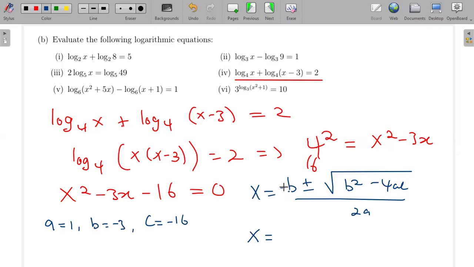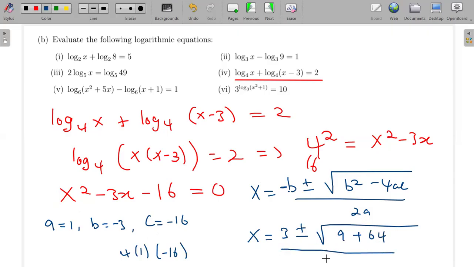So plus this minus outside, I get 3 plus or minus. Then in the root here, I'm going to have B squared, which is 9, minus 4 multiplied by A, which is 1, multiplied by C, which is minus 16. So what do I get there? Okay, I get a minus 64. And then multiplied by this negative, I get plus 64, divided by 2 multiplied by 1, which is just 2. Okay, so that's what I have there.